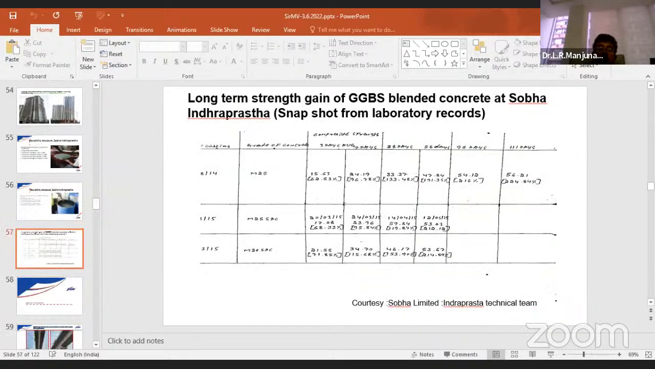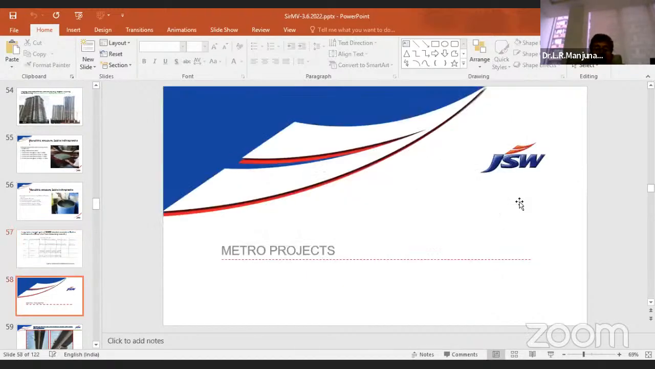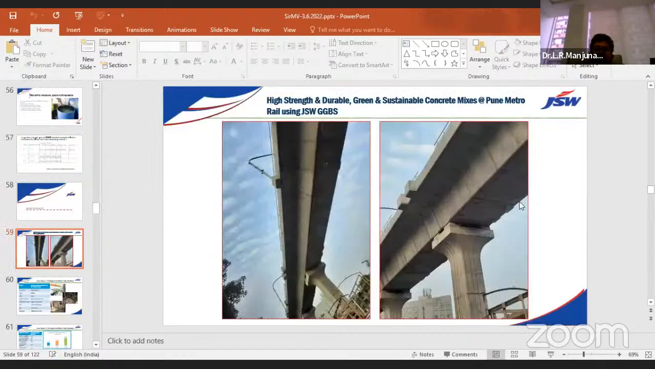This is the laboratory record where they are maintained. Just to give more clarity to all of you, I have taken a screenshot of that and presented it here. So practically, we have measured the improvement, not only at the laboratory level, but at the site level, we have done this. Similarly, many metro projects in Bangalore and Pune are using GGBS for underground construction as well as elevated corridors.